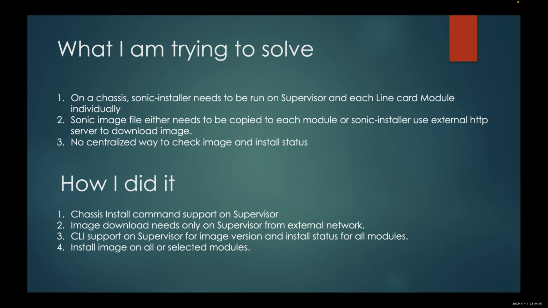So how I did it, I added more chassis install commands to support on the supervisor, where you can run the CLIs to install the image on the complete chassis at once, or you can install the images on selected modules from the supervisor itself. The image download is needed only on the supervisor from the external network, and then the supervisor can distribute the image to all the modules. There is CLI support on the supervisor for image version and install status for all the modules. So all those status and image versions, you can view from the supervisor itself without going to the individual modules.